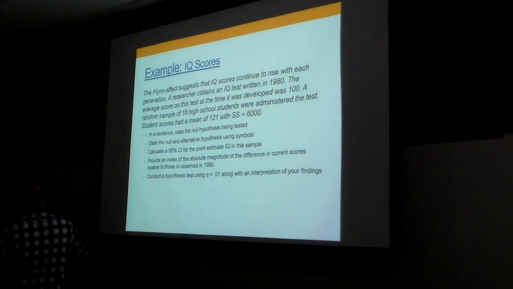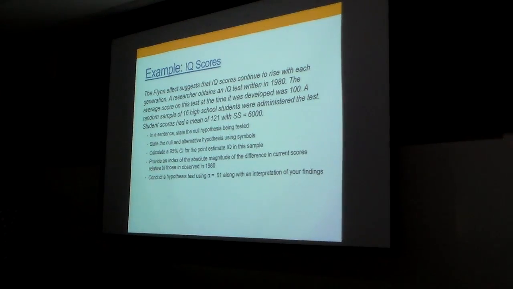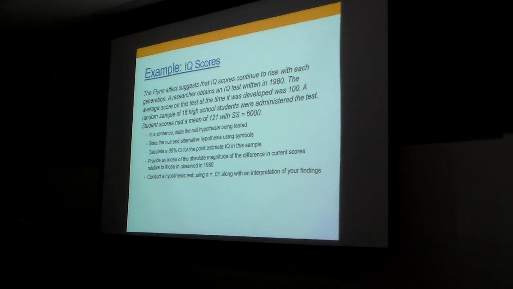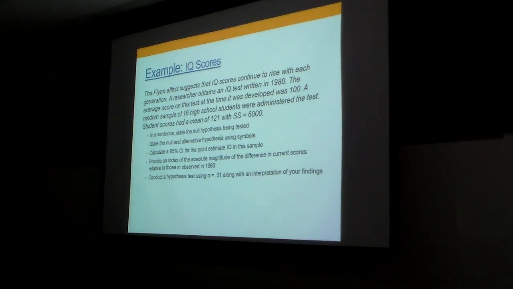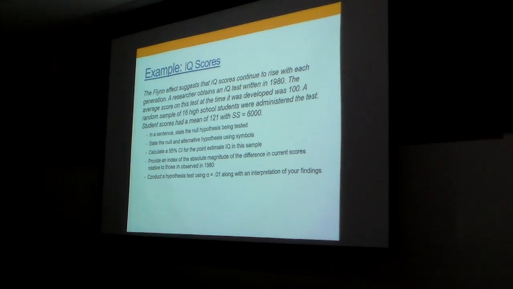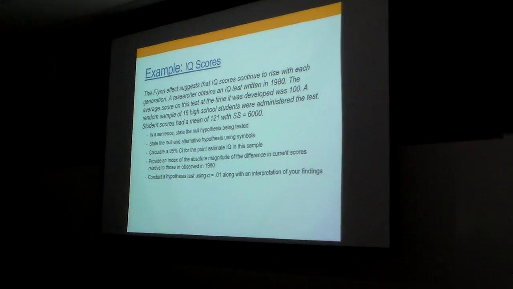So we've got the null and alternative. We've got that, and we can skip over those, right? Calculate a point estimate for the 95% confidence interval of IQ. People comfortable calculating confidence intervals around this? Yeah, okay. And then what we want to do is provide an index of the absolute magnitude of the difference in current scores relative to those observed in 1980.